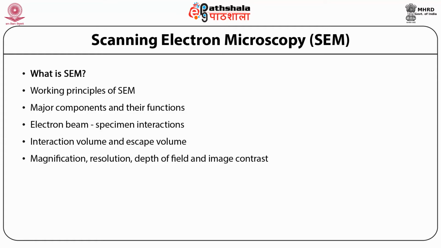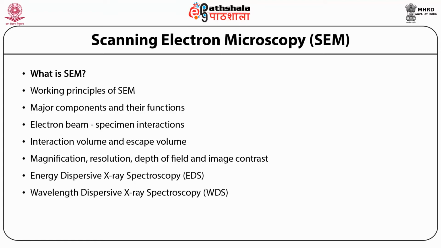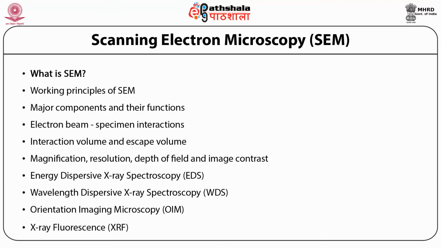So we have four kinds of spectroscopy. First is energy dispersive X-ray spectroscopy, EDS. Second is wavelength dispersive X-ray spectroscopy, WDS. Third is orientation imaging microscopy, OIM. And lastly, we have X-ray fluorescence, XRF.